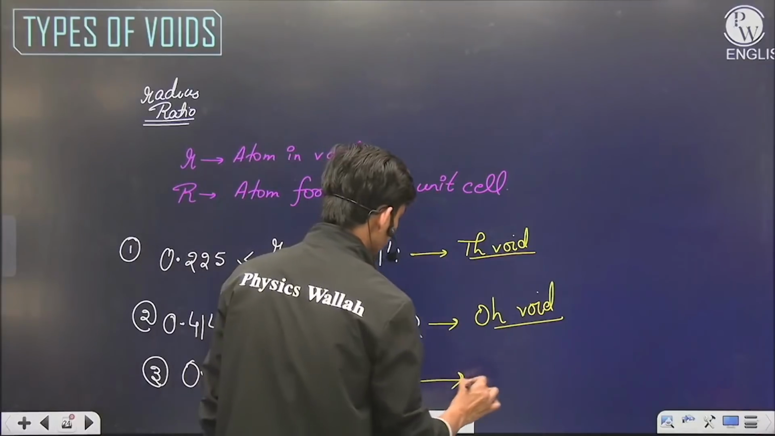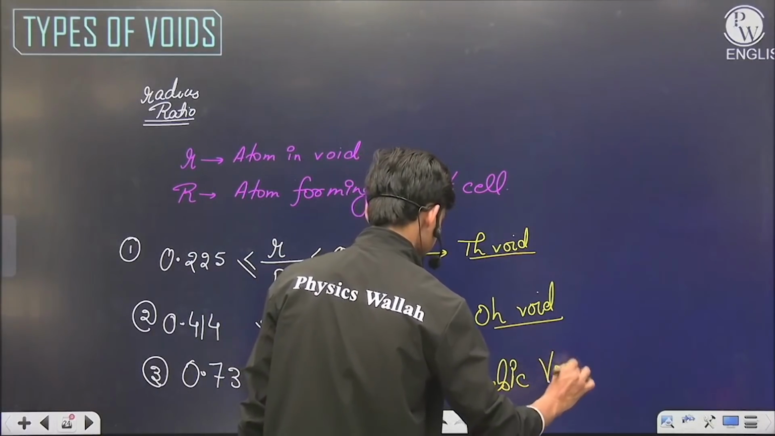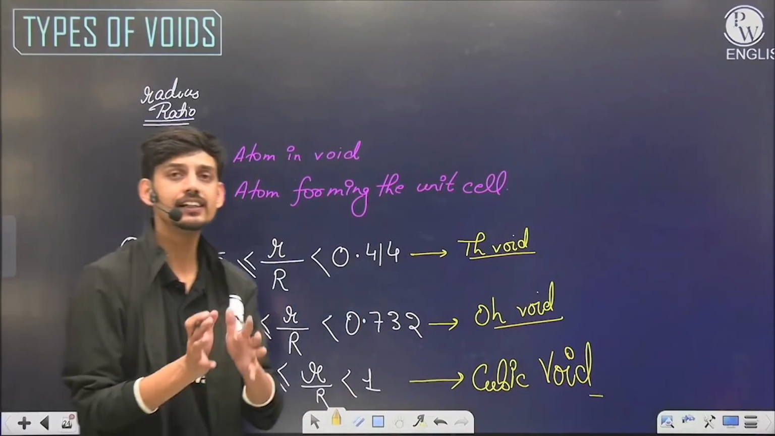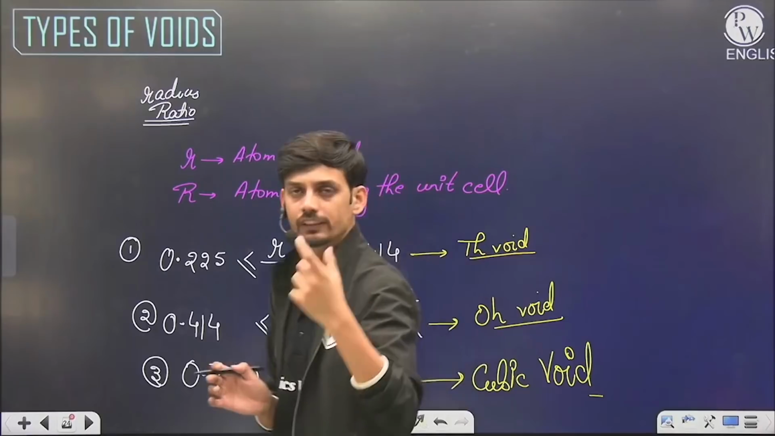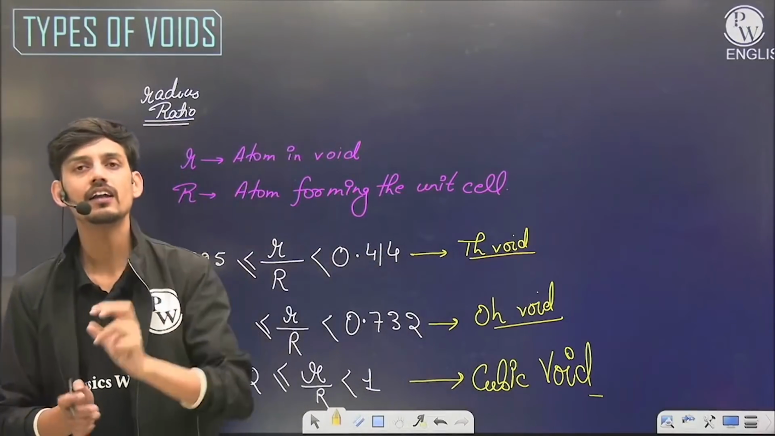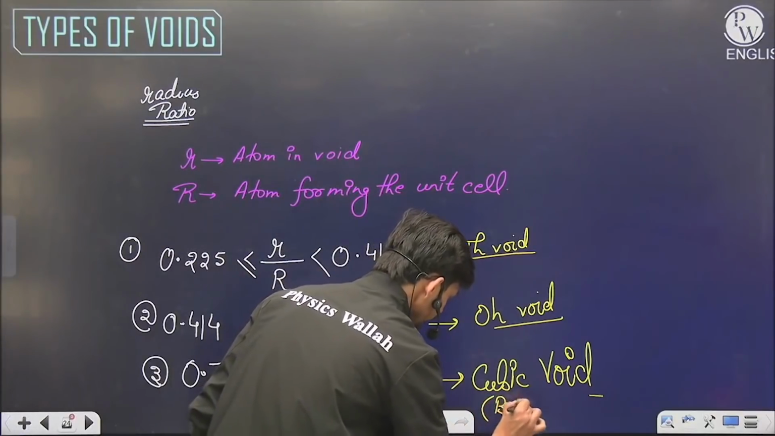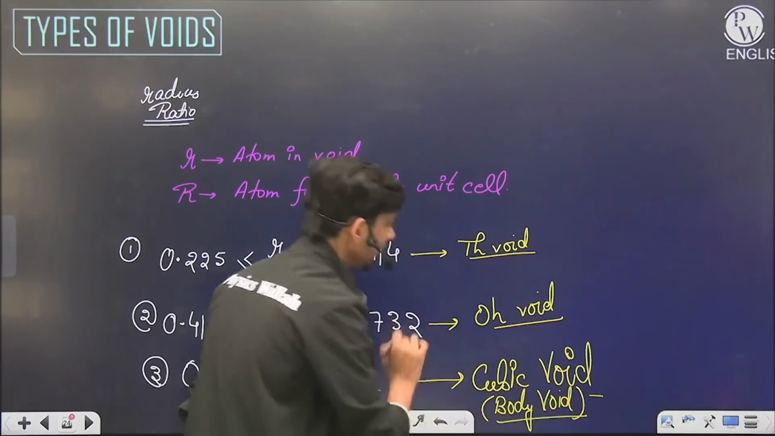And the third slab is for cubic void. That means the coordination number will be 8. So these are the 3 radius ratio slabs for tetrahedral, the smallest void, then octahedral, and the cubic, which is the largest void. Cubic void can also be known as body void.